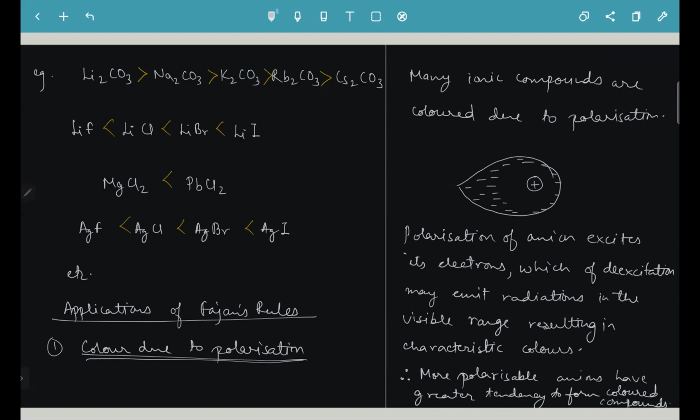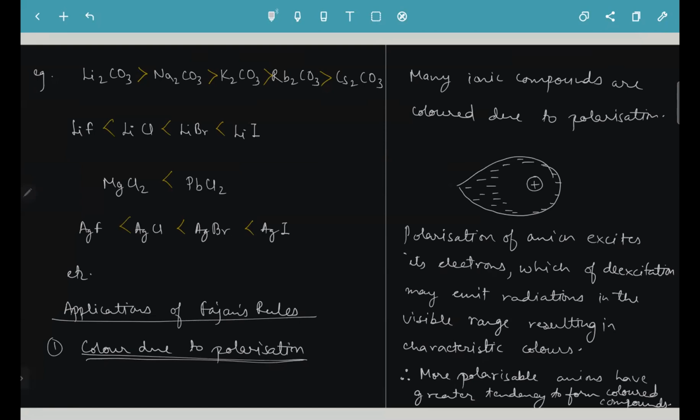ये नोट कर लो, मैं नेक्स्ट पेज में एग्जांपल सिखाता हूँ. तो पोलराइजेशन से क्या हो रहा है? इलेक्ट्रॉन्स आर पुल्ड अवे फ्रॉम द न्यूक्लियस. The electrons are excited to high energy levels. These excited electrons, on de-excitation, may fall back to low energy levels and emit some radiations. And these radiations may be in the visible range. Okay. And such a process is more likely to occur if the polarization is more.